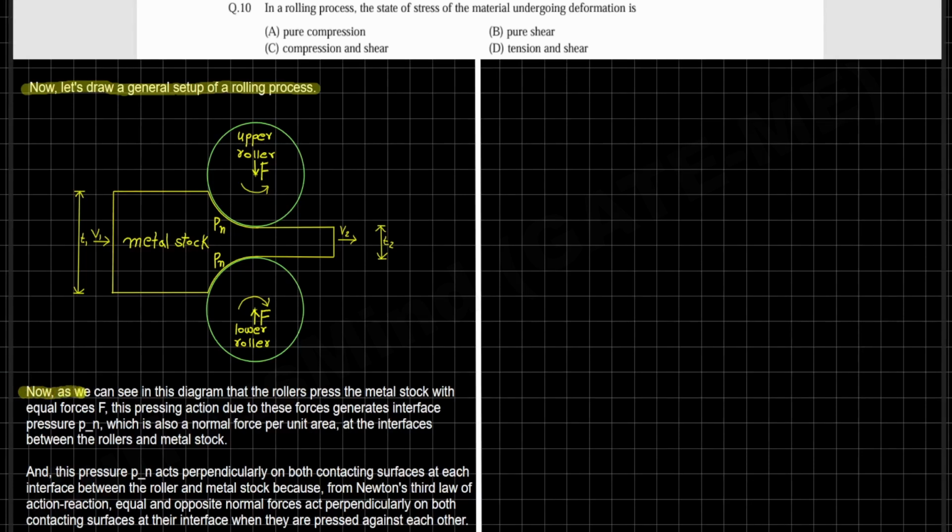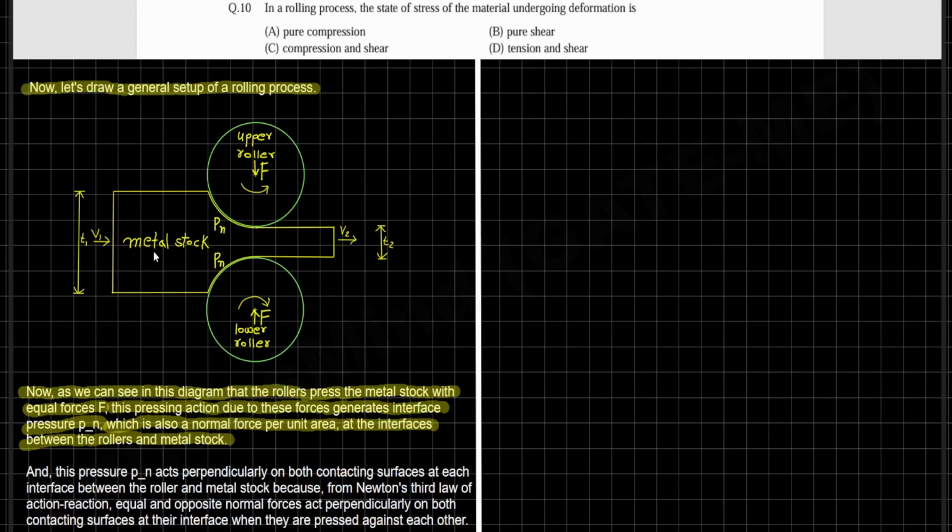Now as we can see in this diagram, the rollers press the metal stock with equal forces F. This pressing action due to these forces generates interface pressure Pn, which is also a normal force per unit area at the interfaces between the rollers and metal stock.